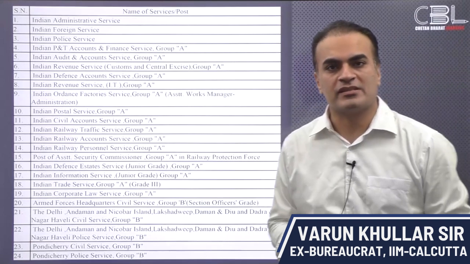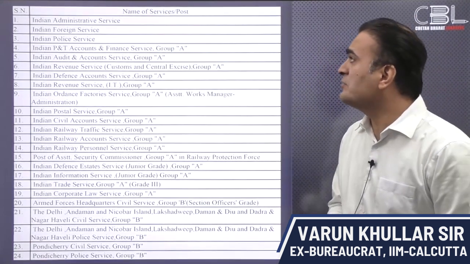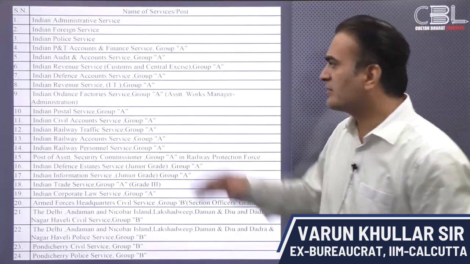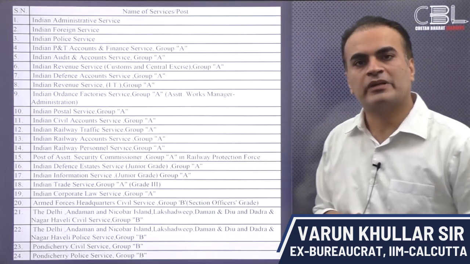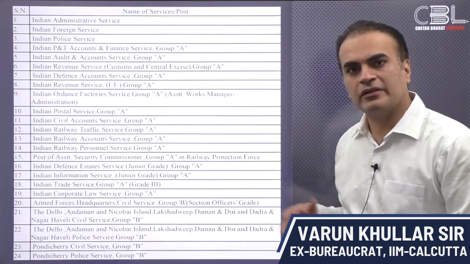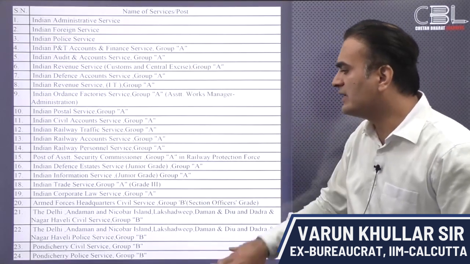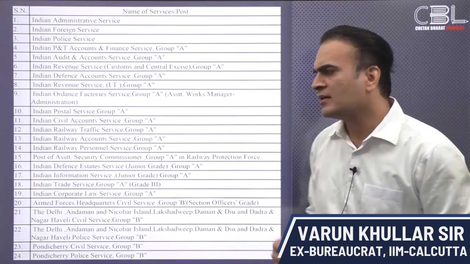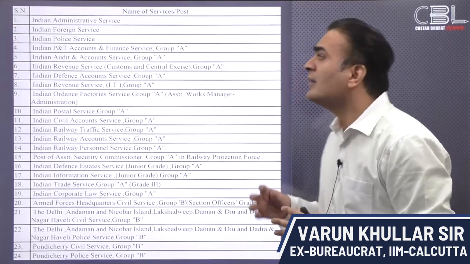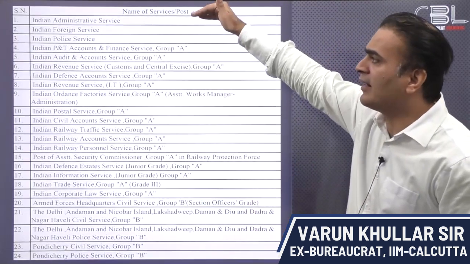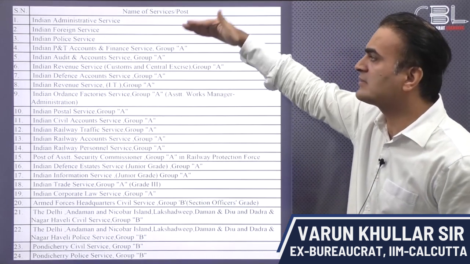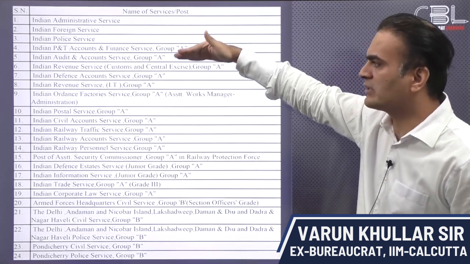So, which are the services? Now, the names of the services. When you clear the prelims, at the interview stage you will be given a long list of these 24 services. Some of them are merged now, so there are 22. They would be like the IAS, the IFS, the IPS, IPoS, IRTS, there is Audit and Accounts, and so on.